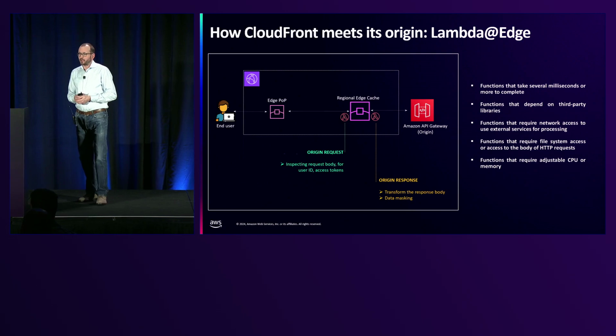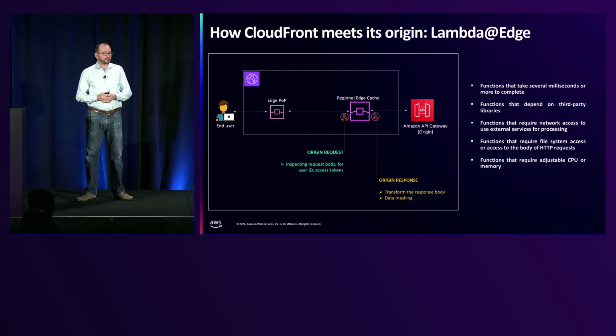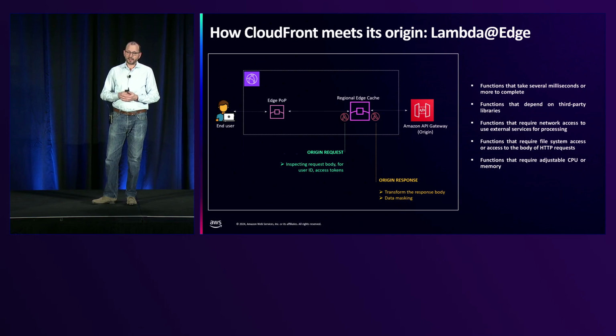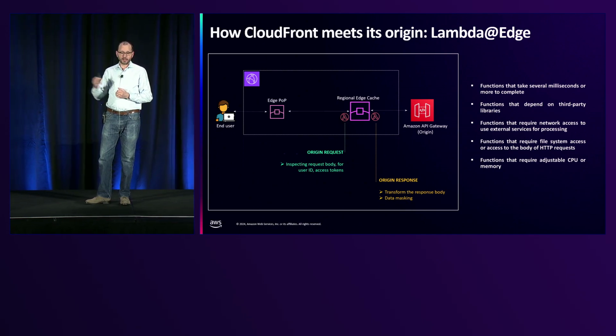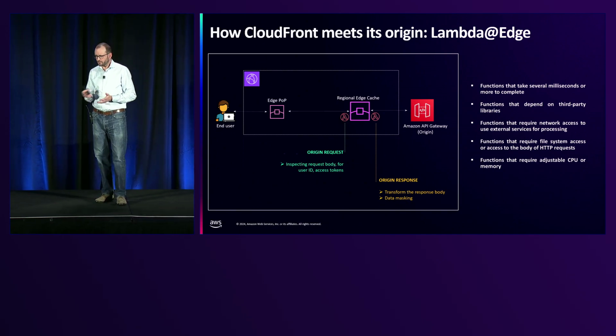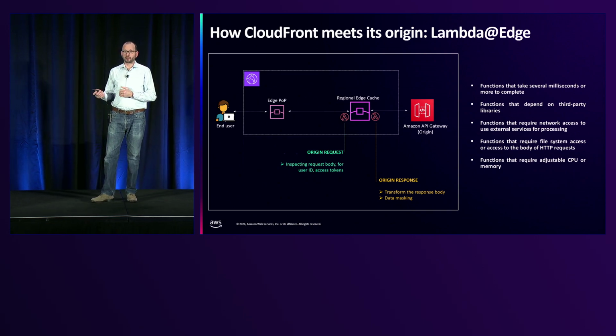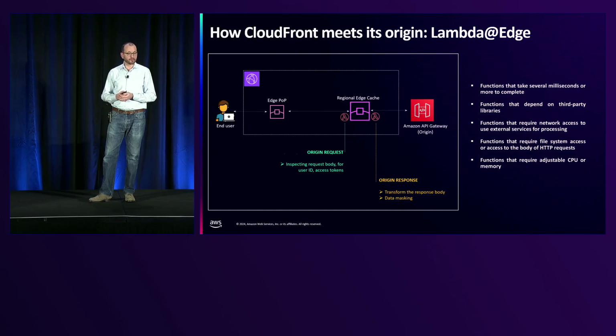Now let's talk about Lambda at Edge. So Lambda at Edge lets you manipulate requests on the way in and also responses on the way out from your origin. So a difference from CloudFront functions, Lambda at Edge lets you look at and modify the actual body of the request and the response.